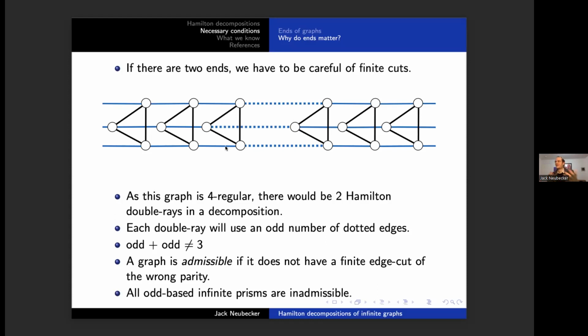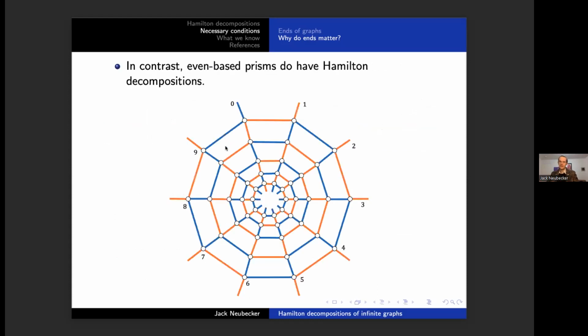Well, what about even-based prisms? Well, there's a rather simple pattern that we can exploit to decompose any even-based infinite prism. So if you imagine taking the prism that I drew before and kind of looking down it from the inside, you would see one end extending into the page, one end extending out. And that's, in a lot of ways, a much easier way to actually draw these graphs.